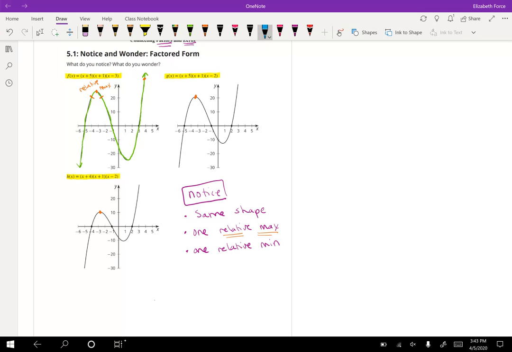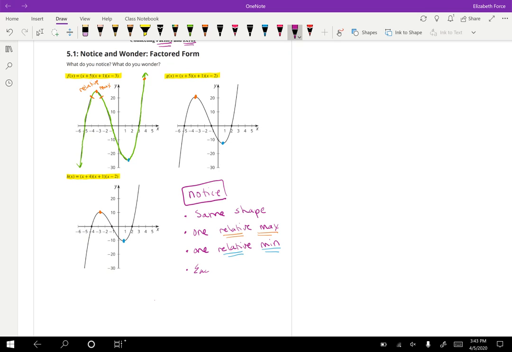And then there's also a relative min for each of these functions. So this is a low point compared to the points around it, and this is a low point compared to the points around it, and this is another relative min. So they all have the same shape. They've each got a relative max, they each have a relative min, and I also noticed that they each have 3 x-intercepts.